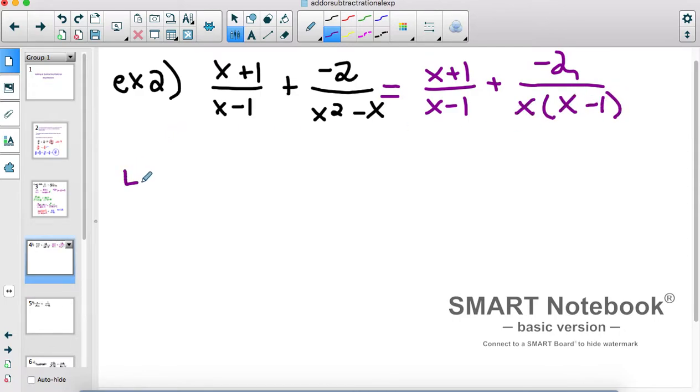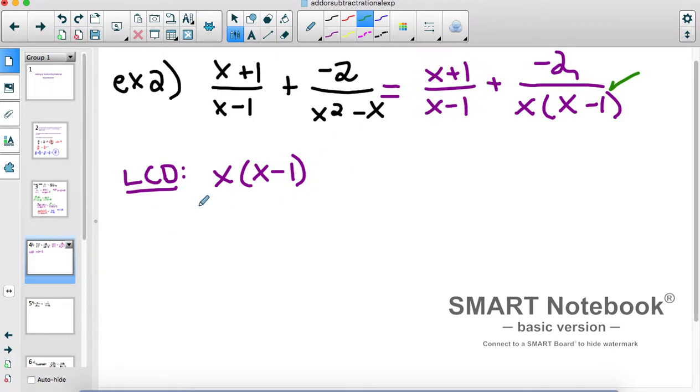Perfect. Let's come up with our LCD. Look at both of your denominators. They both have an x minus 1, so let's write that once because they have it in common. And then this fraction has an x that this fraction doesn't, so we need an x as well. So our LCD is x times x minus 1. Again, the second fraction already has the LCD, so we don't have to touch this fraction. The only fraction we need to manipulate is that first one.